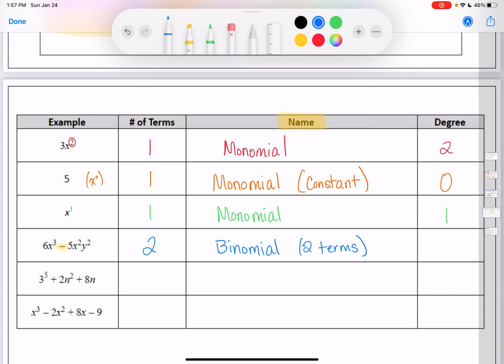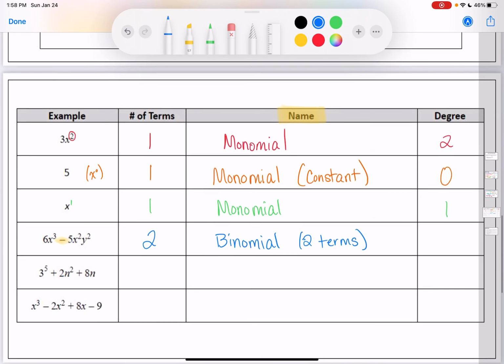And you do need to know these names. These are going to come up a lot. So make sure that you know the names of these based on the number of terms. All right, so now if I find the degree, the first term is 3. The degree of the second term, I have to add those up and I would get 4. So the degree of my polynomial is 4 because that's the biggest.